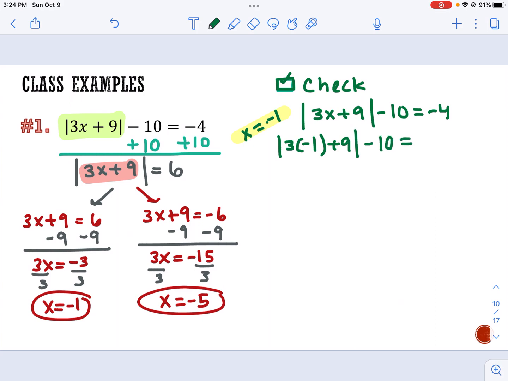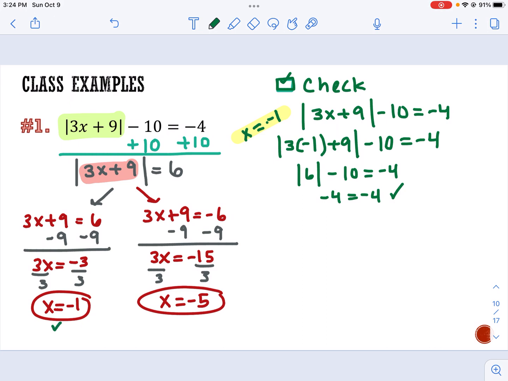Minus 10, does that equal negative 4? So let's solve this out using order of operations. 3 times negative 1 is negative 3. Negative 3 plus 9 is positive 6. So I have the absolute value of 6 minus 10 equals negative 4. 6 minus 10 does equal negative 4. Negative 4 equals negative 4. So this first solution is true. So we know x equals negative 1 is a true solution.